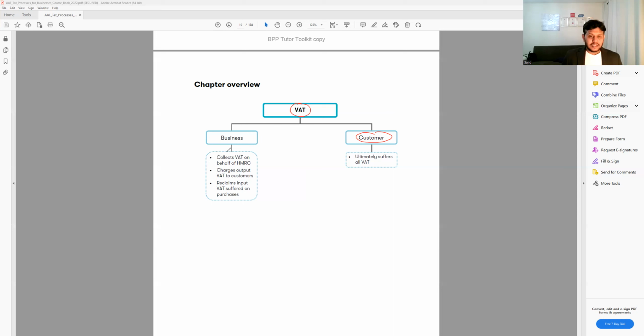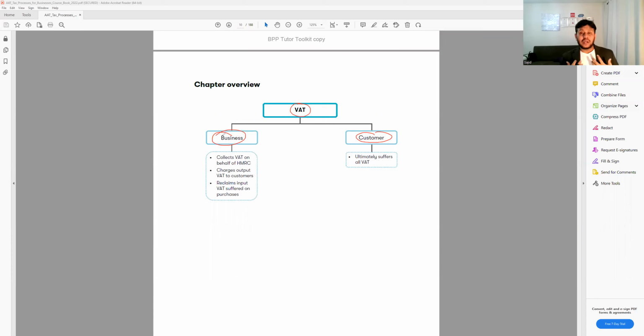On the other hand, the business, they're just acting like an employee on behalf of the HMRC. So basically, the business is saying, okay, I'm collecting the VAT from you, I'm just working on behalf of the HMRC. So give me your VAT and I'll give it to HMRC.